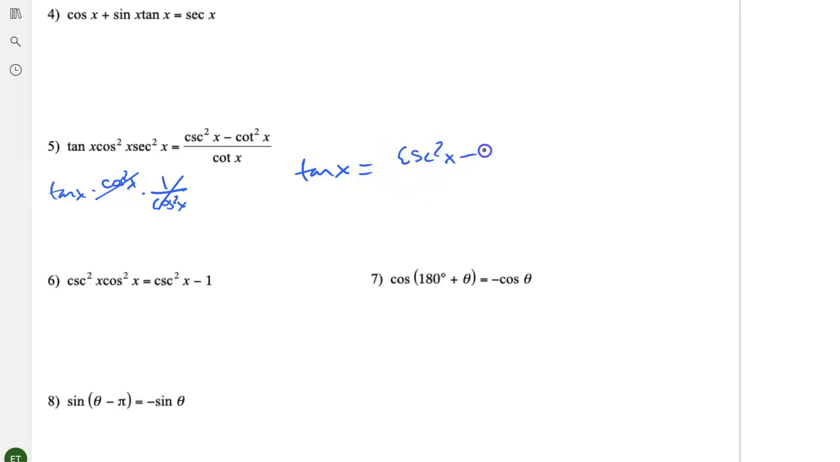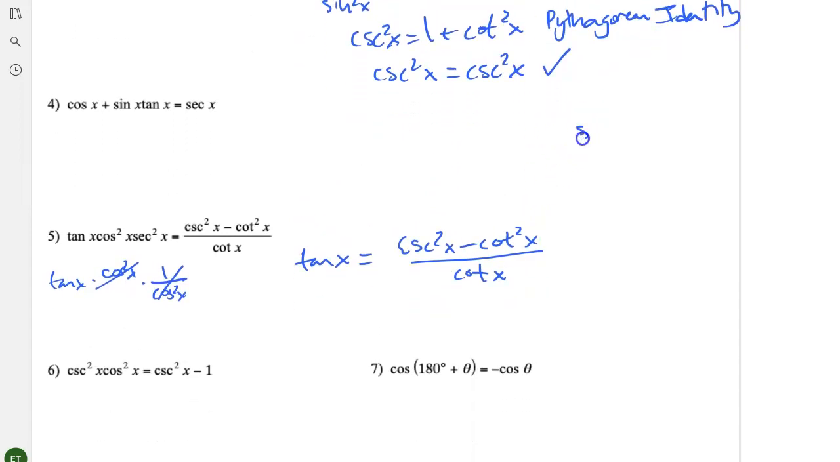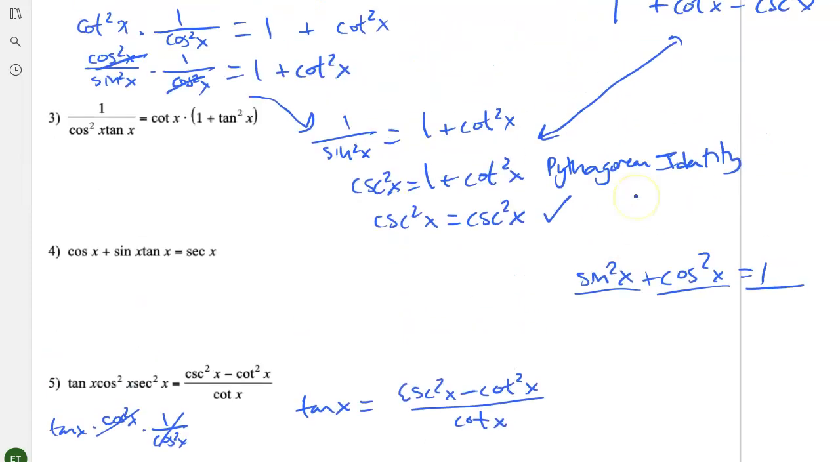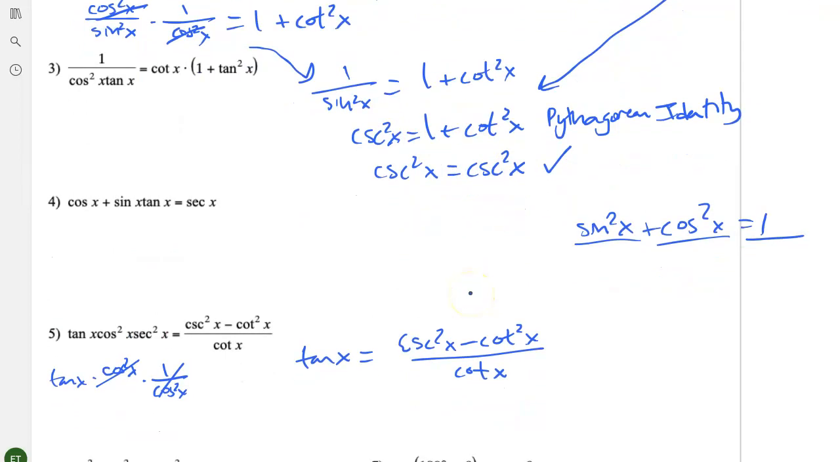cosecant squared x minus cotangent squared x all over cotangent x. If I go back up here actually and rewrite it, sine squared x plus cos squared x equals 1. Every time I see a trig function squared and another one, it makes me think of an identity. So, if I were to divide everything by, in this case, actually it's the same one I had above. Cosecant squared x equals 1 plus cotangent squared x.